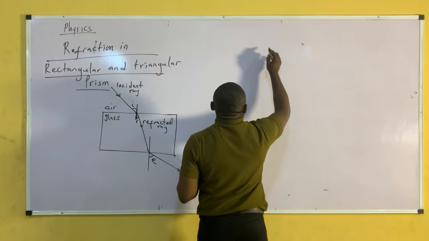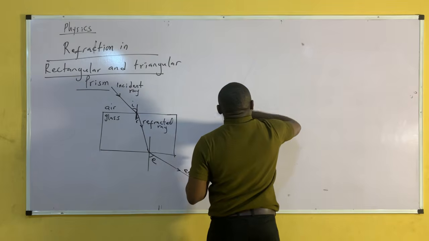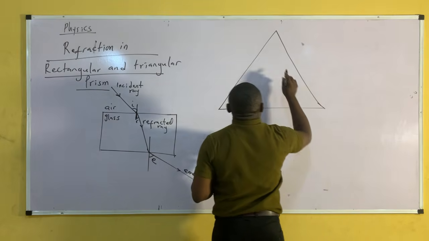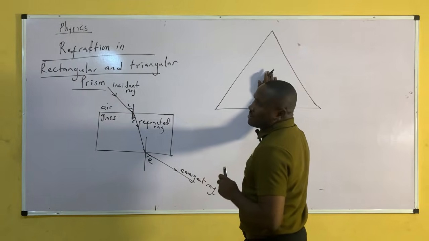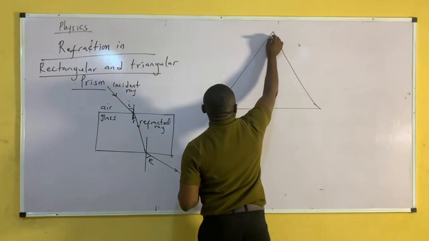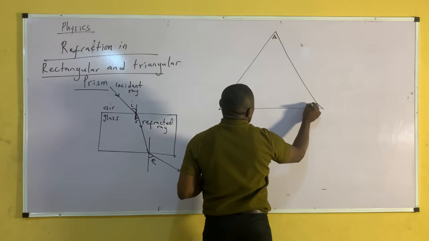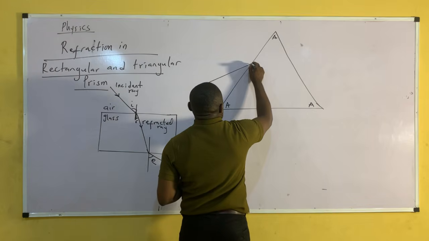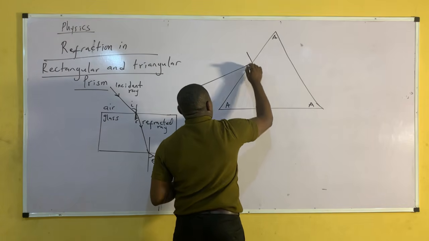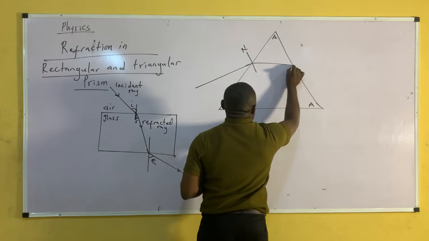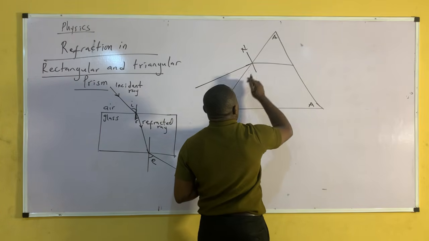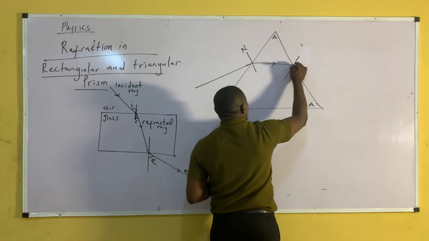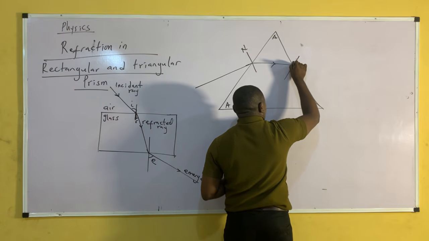What about for a triangular prism? You have something of this magnitude. Now, if this triangle is an equilateral triangle, we said it has all sides equal. So A is the refracting angle of the prism. Light strikes. This is the normal. It bends towards the normal. Then this is another normal. Then it bends away from the normal.